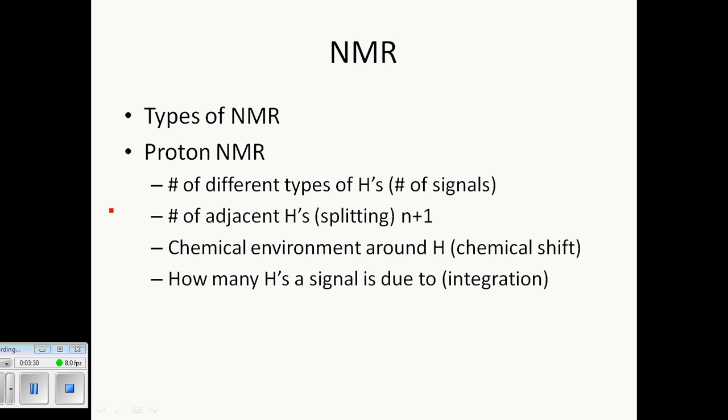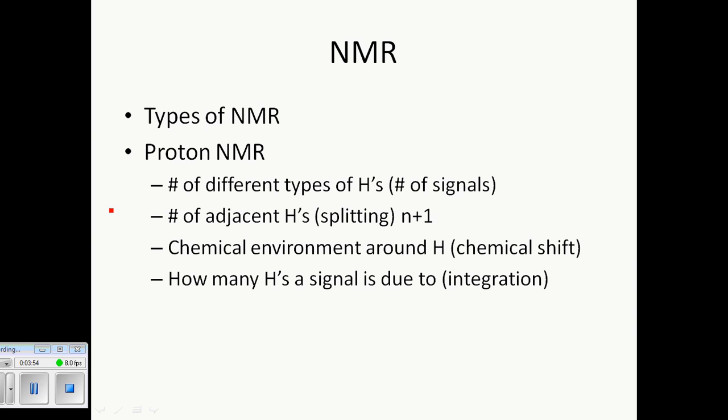So then we move into NMR. There are several different types of NMR. There's hydrogen or proton NMR, there's carbon-13 NMR, there's even other atoms like nitrogen or phosphorus. And there's also two-dimensional and correlation NMRs that we'll talk briefly about. The one that we'll spend the most time on is proton NMR.